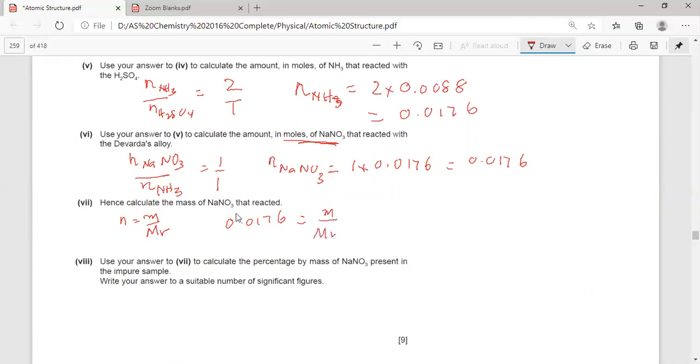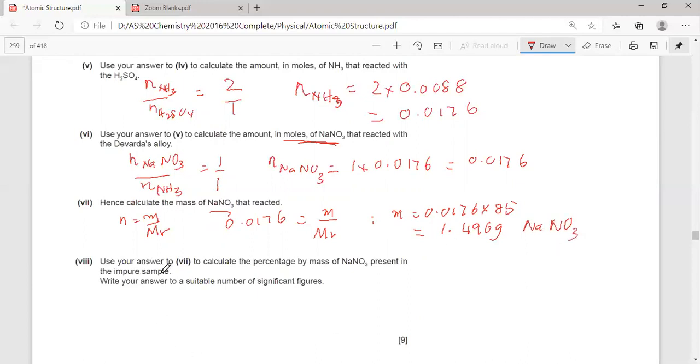Now Mr, of course, down here you can find yourself. I've done my job. It equals 85. So mass equals 0.0176 times 85, which equals 1.496 grams. Okay, this is the pure sodium nitrate. Are you with me so far?